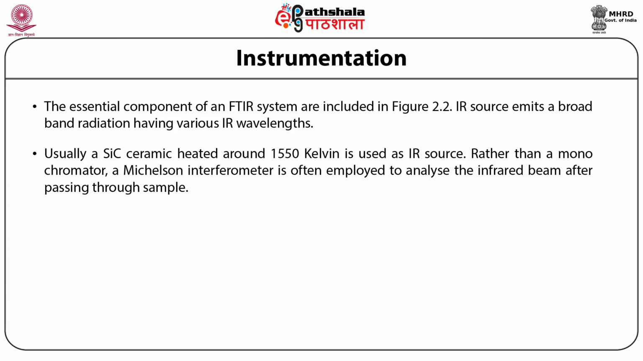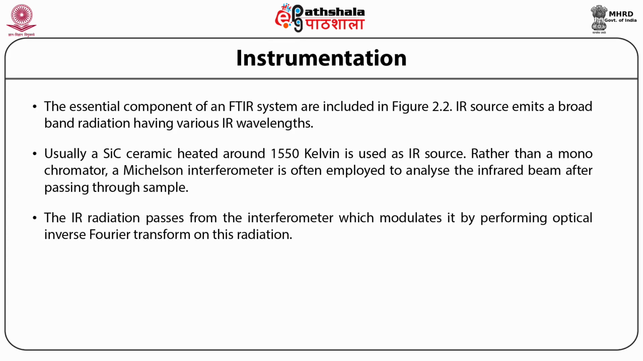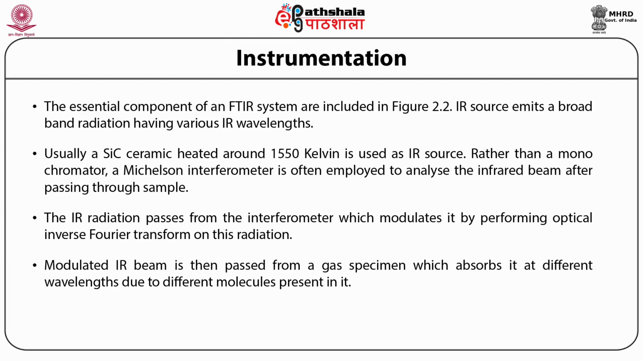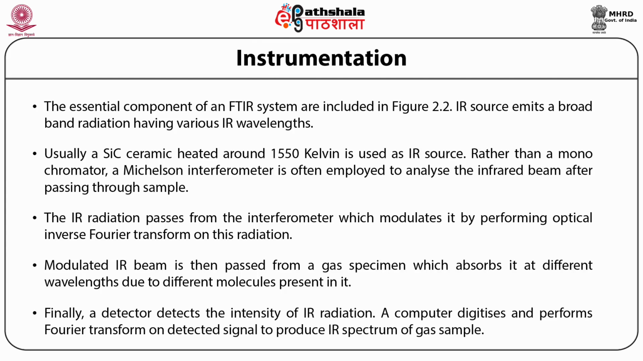Rather than a monochromator, a Michelson interferometer is often employed to analyze the infrared beam after passing through the sample. The IR radiation passes through the interferometer, which modulates it by performing an optical inverse Fourier transform on this radiation. The modulated IR beam is then passed through a gas specimen which absorbs it at different wavelengths due to different molecules present in it. Finally, a detector detects the intensity of IR radiation. A computer digitizes and performs Fourier transform on the detected signal to produce the IR spectrum of the gas sample.